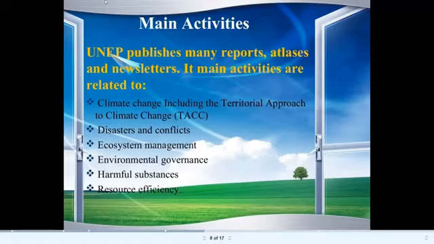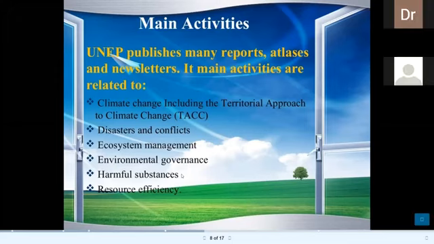So harmful substances, like the release of mercury and some harmful chemicals into the water. UNEP is also concerned with these harmful substances, mainly with how to prevent this.